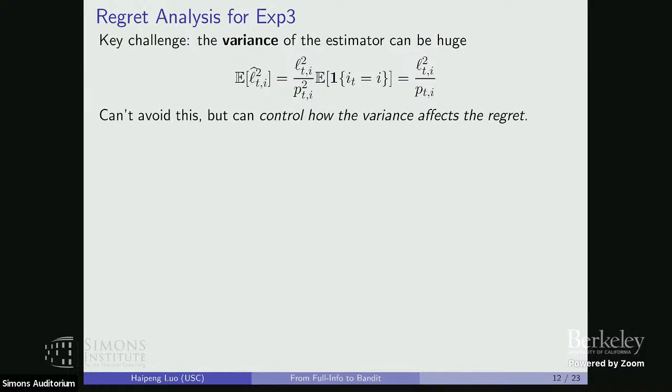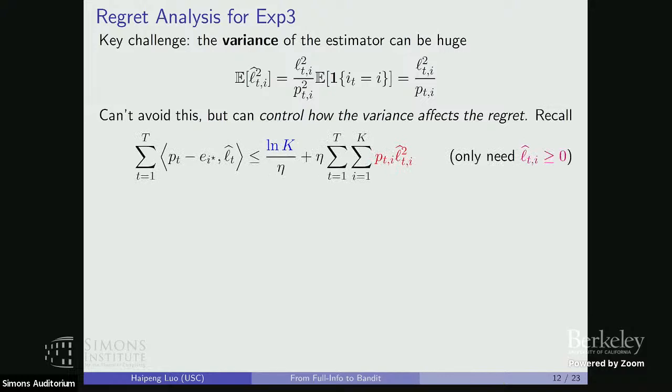Again, there's no way to avoid this. But what you can control is how the variance affects the regret, so what you are going to pay. How is your regret going to depend on the variance? Now, let's come back to this bound that we proved earlier. I emphasized earlier that this bound only depends on the fact that the L_{t,i} are positive. No matter how large these losses are, this bound still holds. And that's indeed the case here in the bandit case with this estimator. They're positive, but they can be very large if p_{t,i} is small. But this bound still holds. Again, you have the penalty term here and the stability term here.